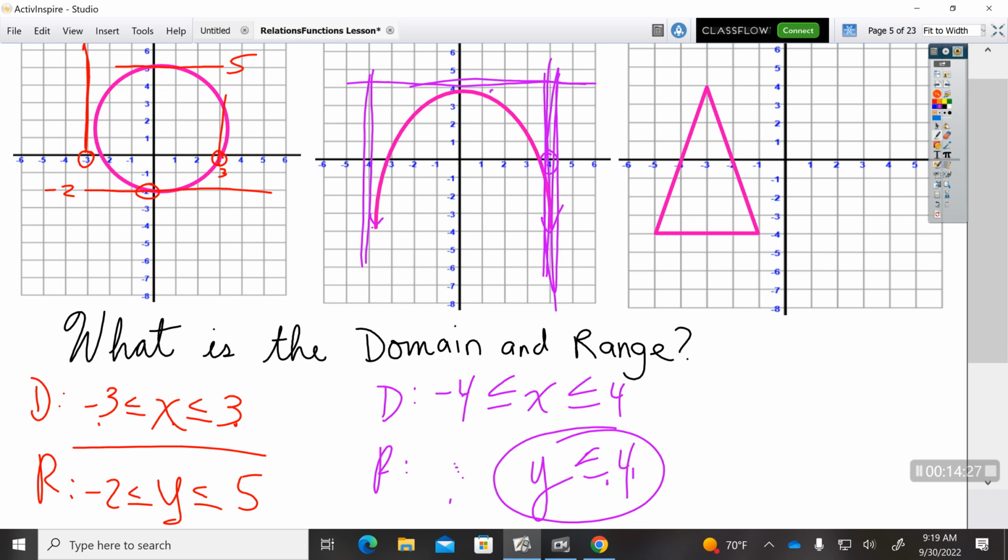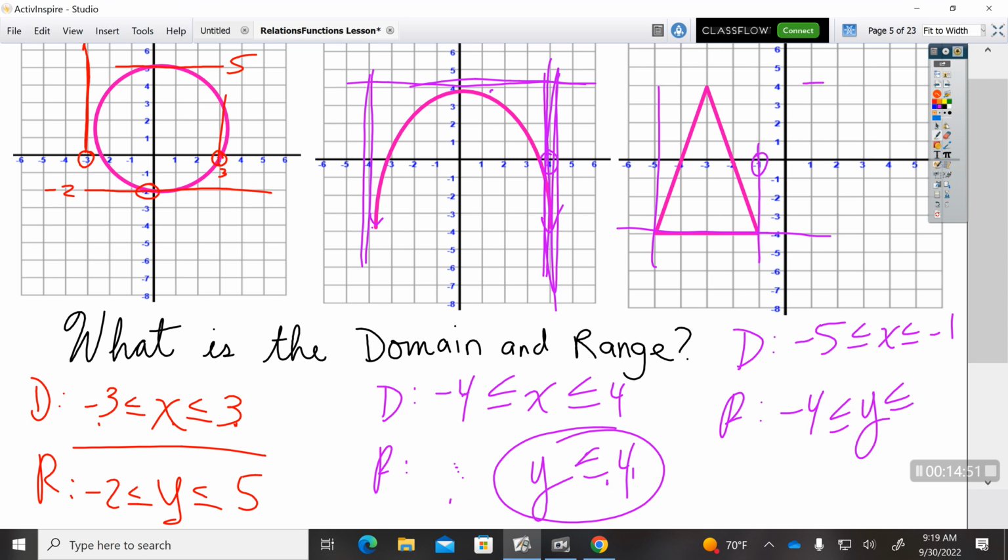So far, so good? All right, domain on this one. Domain, it goes all the way to -5 on the left, and it goes all the way to what on the right? -1. So we got our domain already. Now let's do range. How far down does it go? -4. How far up does it go? 4. Notice how -4 is a limit here. Here there was no limit because it goes down forever. Any questions so far?